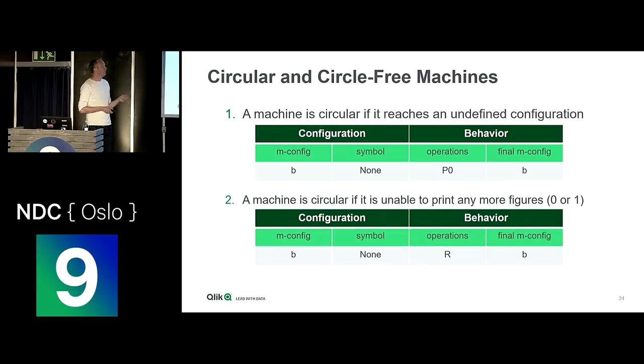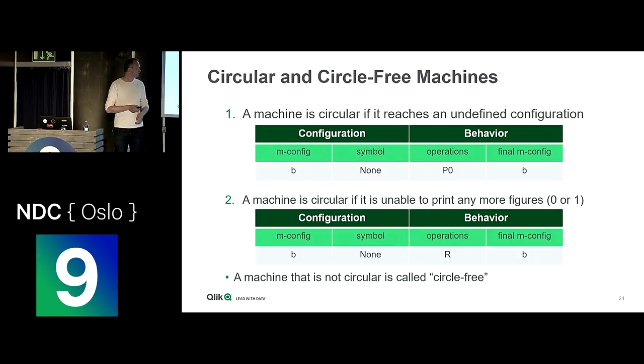The other way to be circular is to end up in a state where it's impossible to write any more zeros or ones. So this is a simple example of that. We start off from B, there's no symbol under the head, so you move to the right, and you go back to B. Here we're never printing anything. We're just moving across the tape without ever printing a number. So this is also a circular machine. And this can be thought of as a machine that hangs. So a machine that hangs or crashes is a circular machine. If it doesn't, then it's called circle-free. So a circle-free machine operates correctly, and a circular machine is the one that crashes or hangs. Okay.